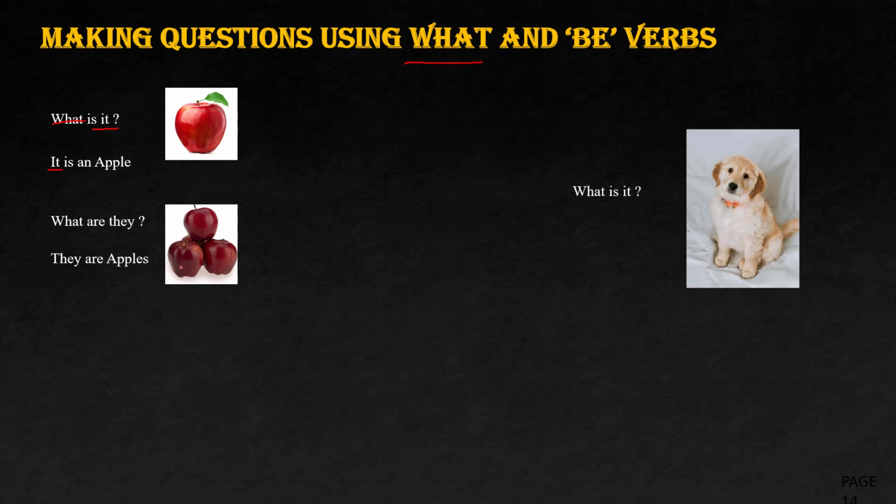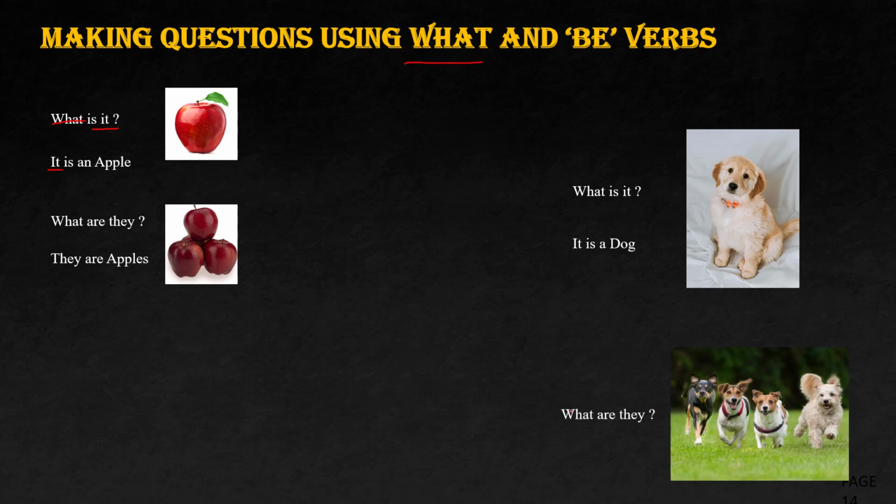Okay? Next, what is it? It's a dog, right? Instead of it is, it's a dog. Here also, it is an apple; instead of that, it's an apple, right? Now, what are they? They are dogs. Okay. I hope this is clear.